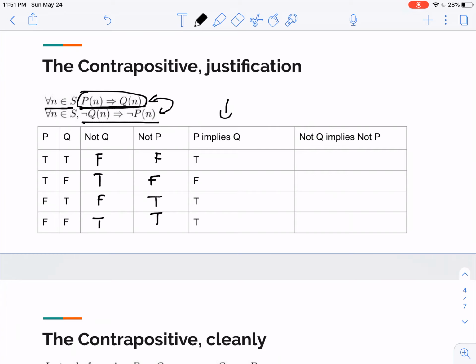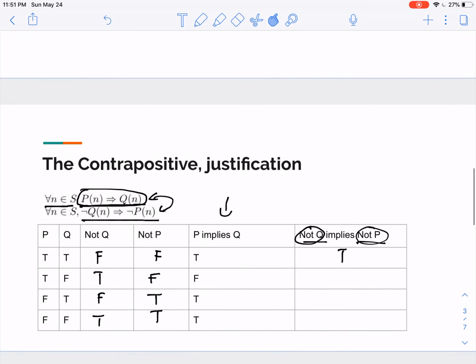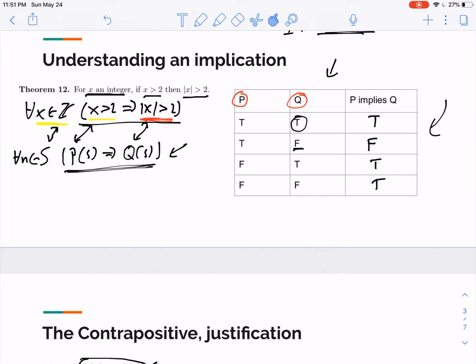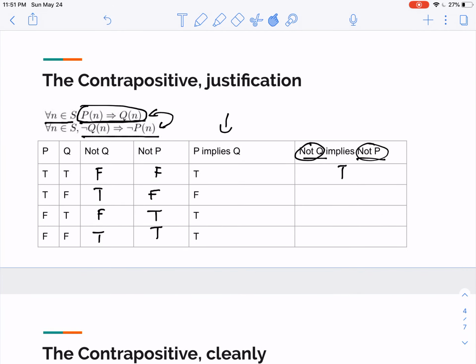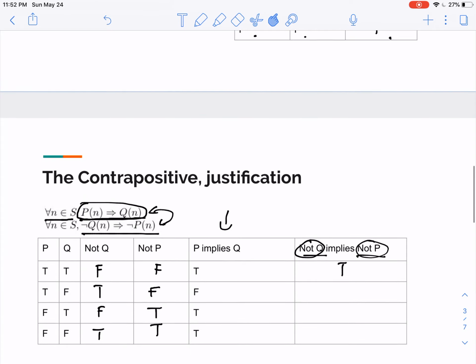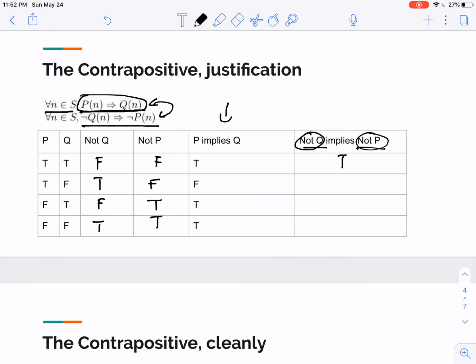Now we can write the truth table for not Q implies not P, just using the truth table for implies and the values of not Q and not P. If not Q is false and not P is also false, then not Q implies not P is true. We can go back to our previous table: if the first input to implies is false, and the second input is also false, then the value is true. Now, if the first input is true and the second input is false, then it evaluates to false, and you can check that the other ones will evaluate to true.